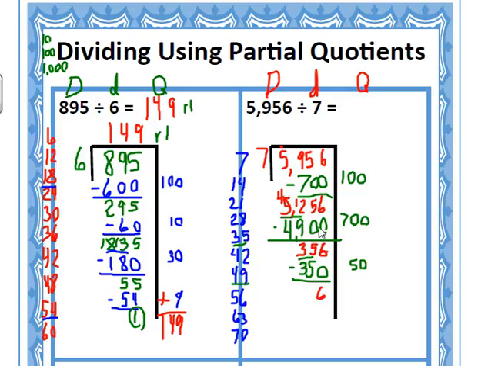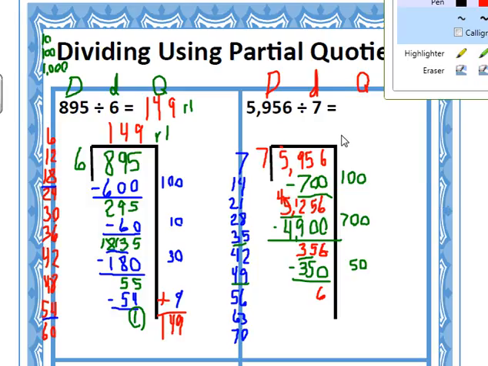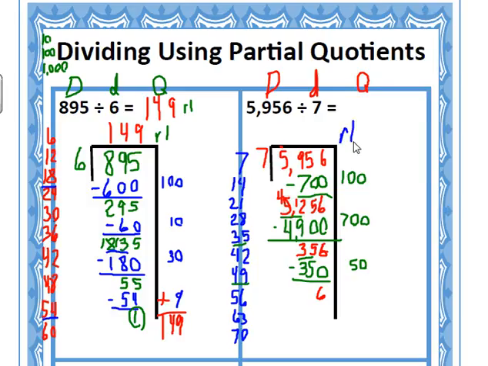All right, so 6 is less than 7. So can we do anything with that 6? No, that 6 becomes our remainder. So we're going to put this remainder right here, remainder 6. And what are we going to do with these? We have to add our partial quotients. So 0 in the ones place, 5 in the tens place, and 8 in the hundreds place. So our answer, our quotient, is going to be 850 with a remainder of 6.